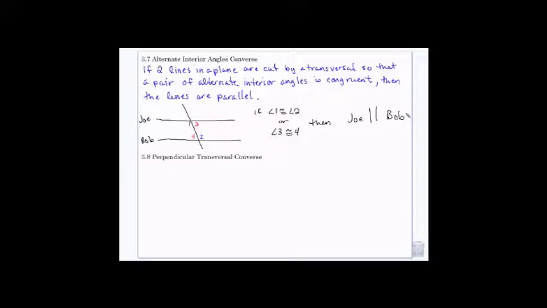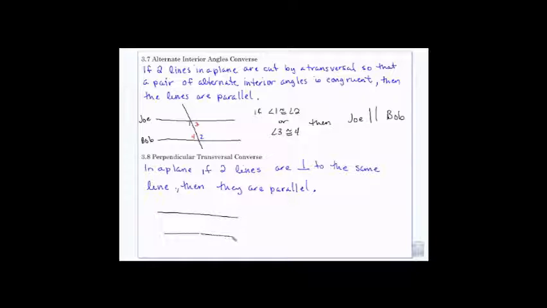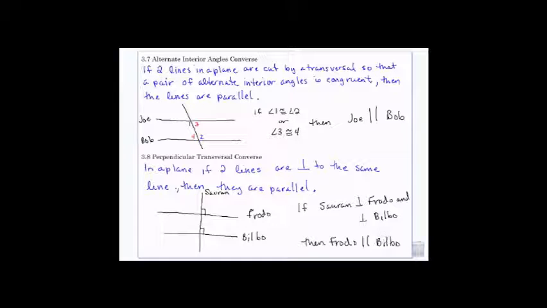parallel to Bob. And finally, we have the perpendicular transversal converse, which tells us that if we have two lines in a plane, Frodo and Bilbo, and they are perpendicular to the same line, then they're parallel. So if, let's see, I don't think I spelled that right, but if Sauron is perpendicular to Frodo, and perpendicular to Bilbo, then Frodo is parallel to Bilbo. Can you tell I didn't get enough sleep?